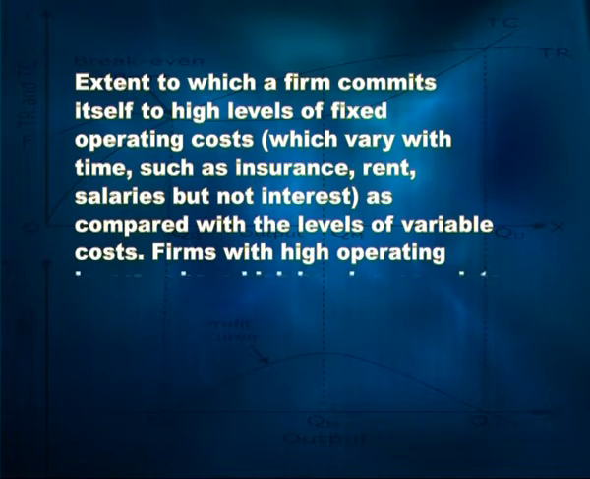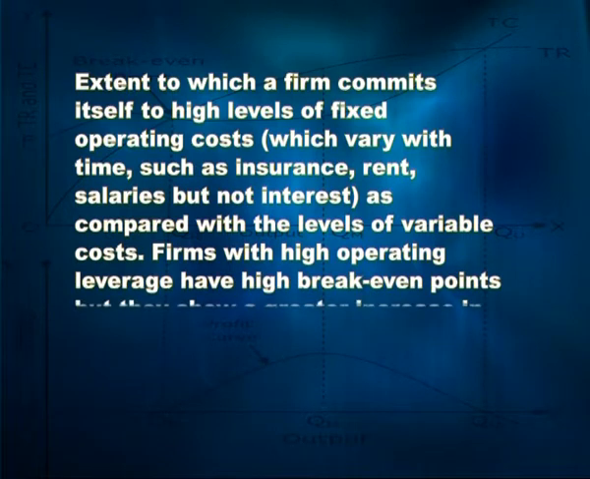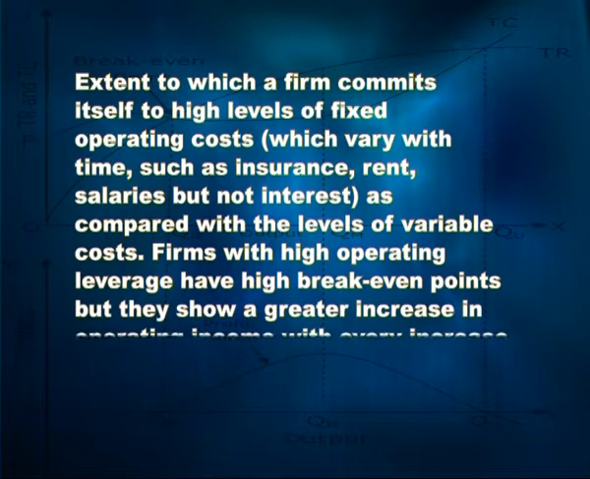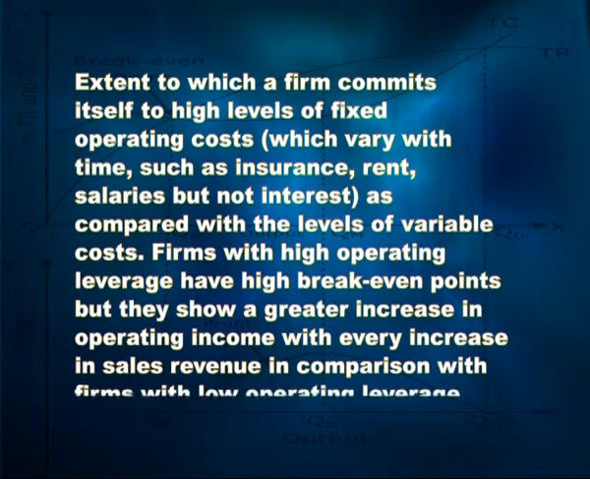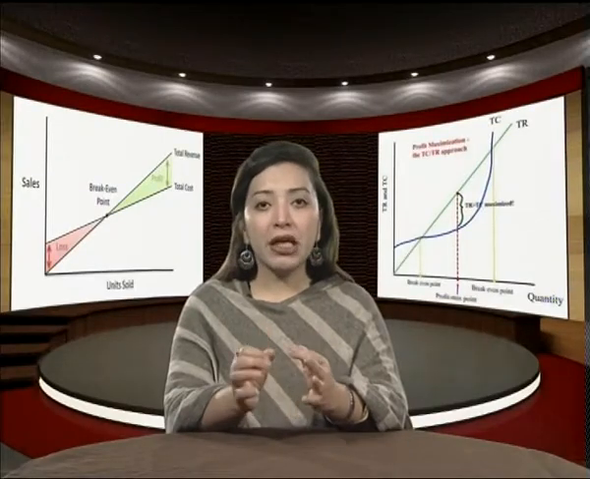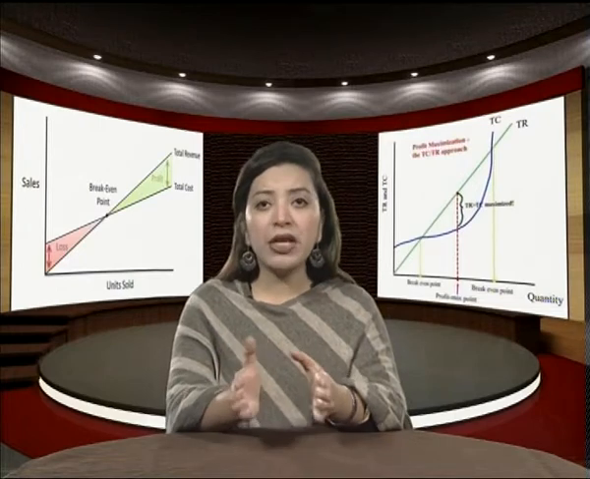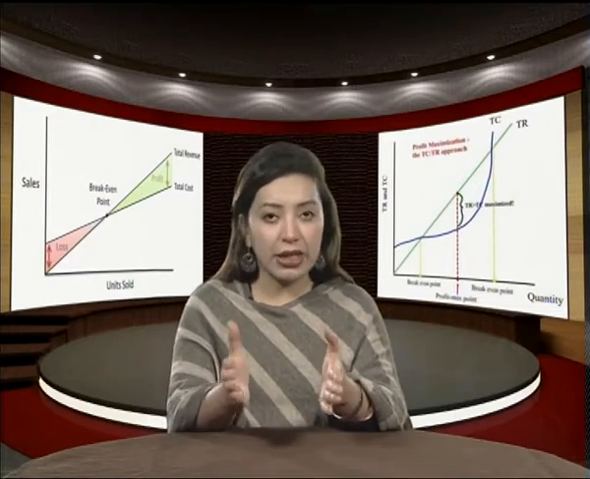Firms with high operating leverage have high break-even points, but they show a greater increase in operating income with every increase in sales revenue in comparison with firms with low operating leverage. Also called operating gearing, it is one of the major components of operating risk.